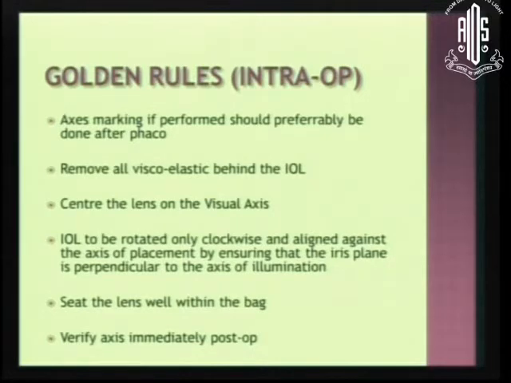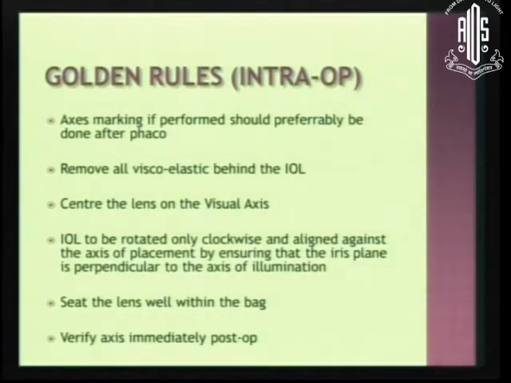Now, some golden rules intraoperatively. If you have made the reference marking and you want to make the axis marking later, please make it after you've done the phacoemulsification, because in the presence of a cataract, the patient may not have good fixation. Remove all the viscoelastic behind the intraocular lens. Then you rotate the IOL so that the steep meridian of your lens aligns against the marking, and you should put it in such a way that the axis of illumination is perpendicular to the iris. Seat the lens well within the bag. Make sure that the lens is centered on the visual axis, as Samresh was saying.